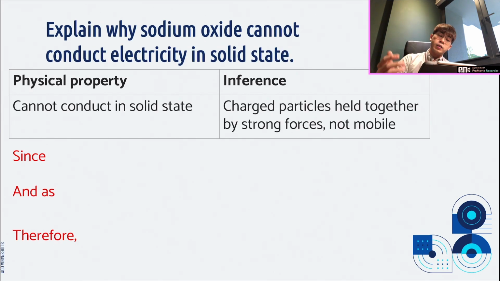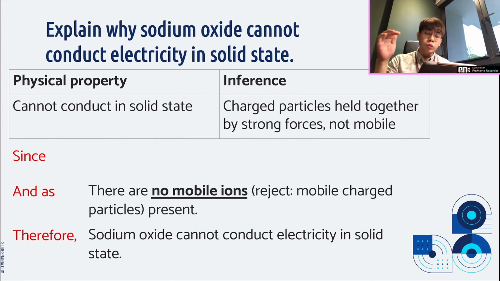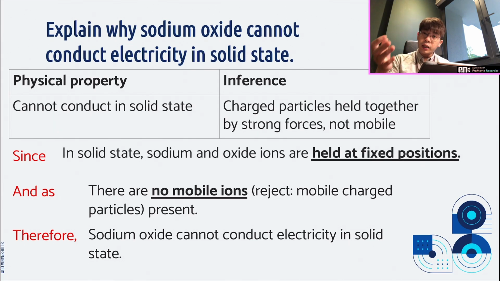However, let's look at the explanation on why sodium oxide cannot conduct electricity in solid state. We are trying to explain this. So sodium oxide cannot conduct electricity in solid state. As I told you in the previous explanation, for something to conduct electricity, it needs to have mobile ions. So if it cannot conduct electricity, it means that there are no mobile ions present. Why are there no mobile ions present? Because in solid state, sodium and oxide ions are held in fixed positions.